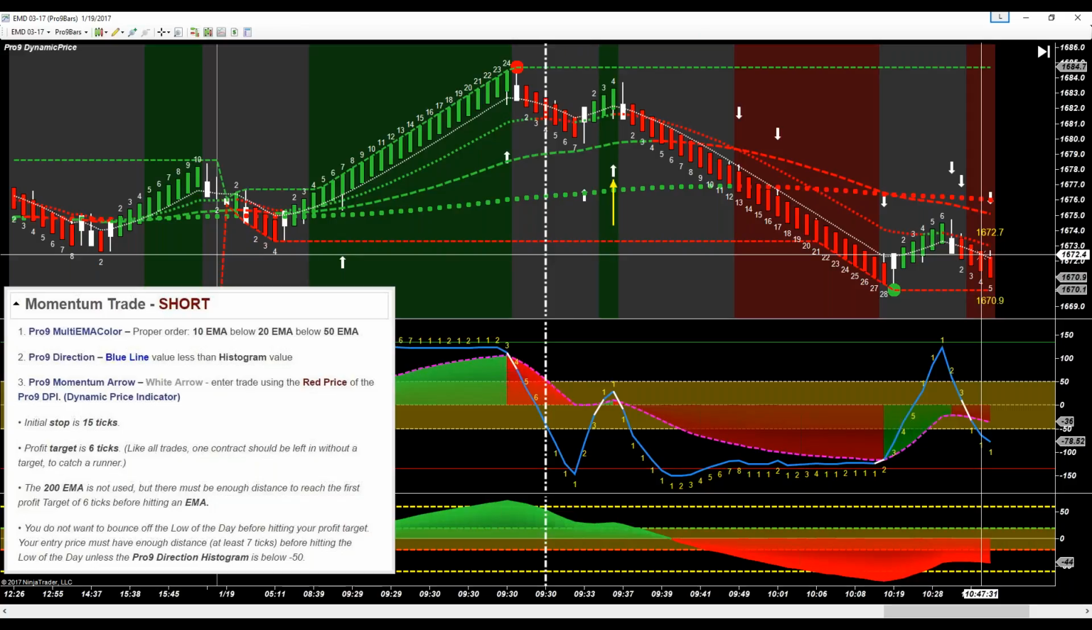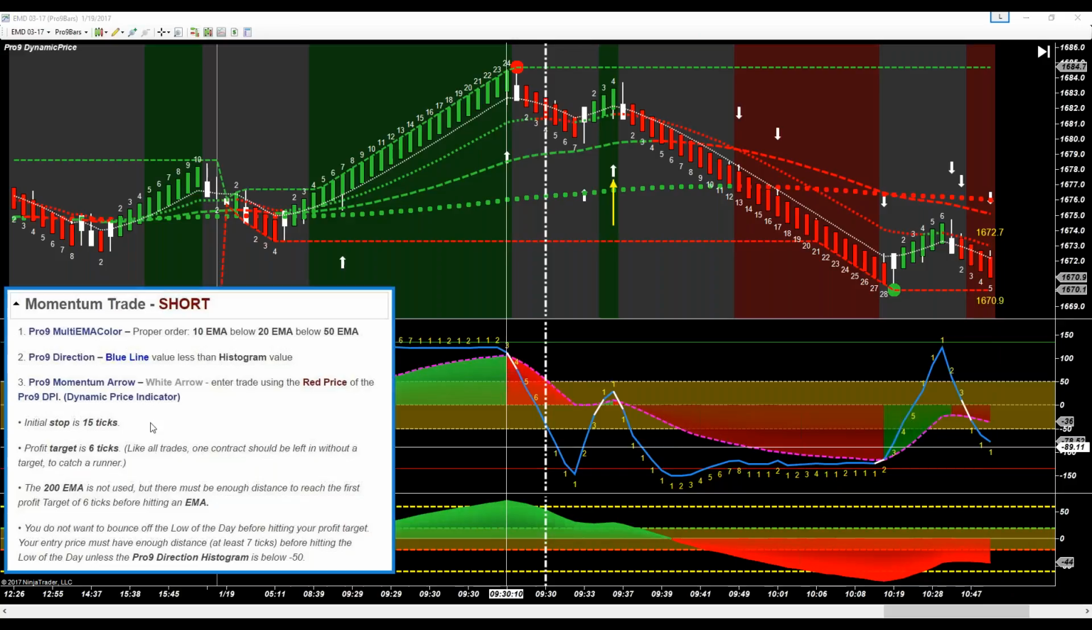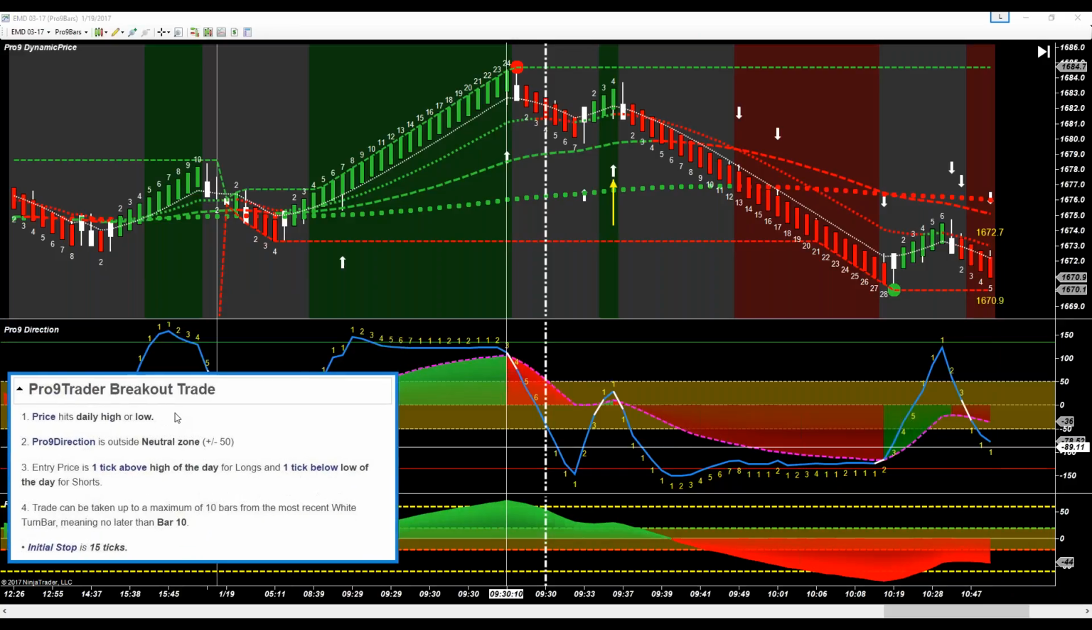As the high and low of the day can always act as a point of support and resistance, just like the 200. So when I'm heading into the low of the day, I either want my profit target plus a tick worth of space before running into the low of the day, or I want to see my direction histogram outside of its neutral zone, giving us the extra confidence that we're going to at least hit our profit target. The reason for that is that one of the rules that qualifies a breakout is that the direction histogram is outside of its neutral zone.